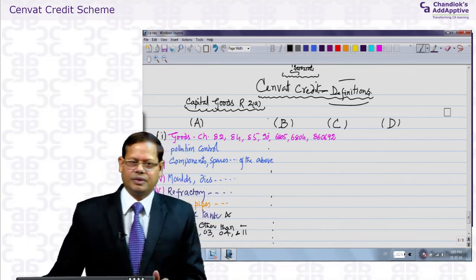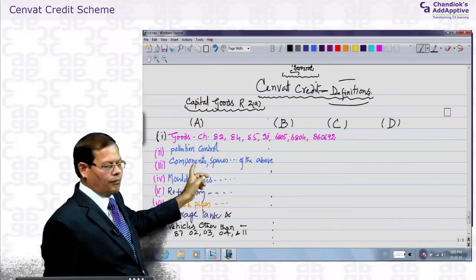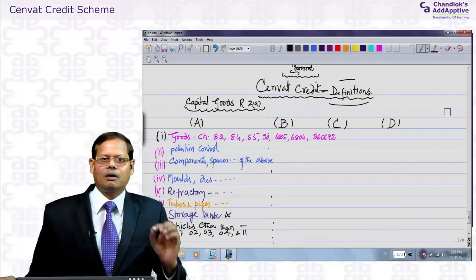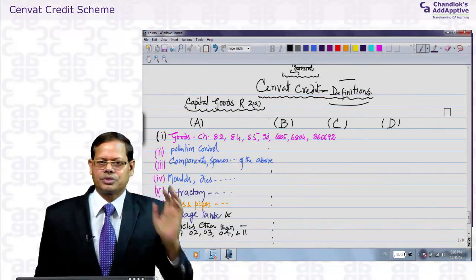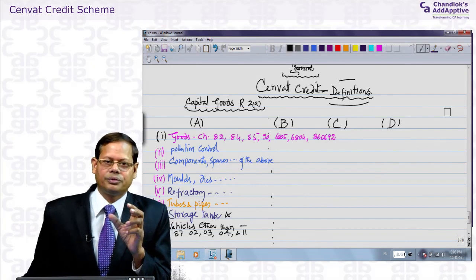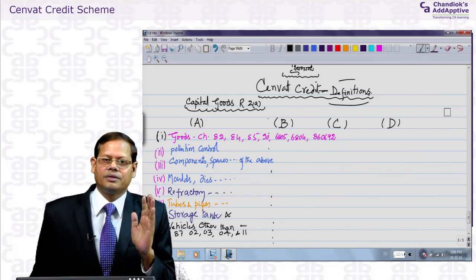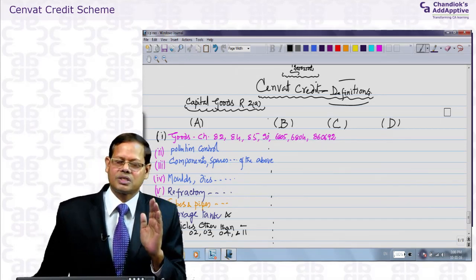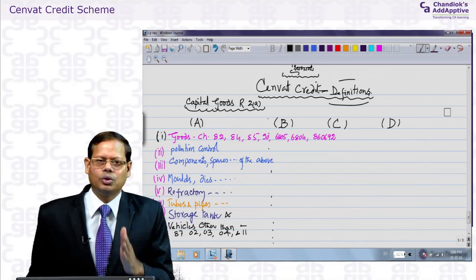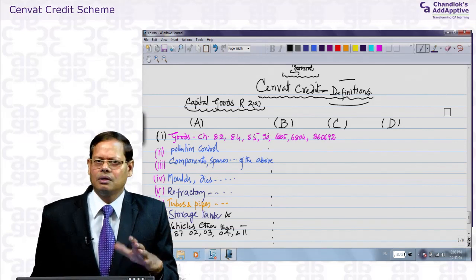So let us start. Look at this, goods. 1, 2, 3, 4, 5, 6, 7, 8. So there are 8 varieties of goods which have been specified as capital goods. But remember one thing: what is capital goods from the commerce or accountancy point of view, from the accounting standards point of view, is totally irrelevant for the CENVAT credit scheme. Because this is an exhaustive definition in one sense. Whatever they have specified in the CENVAT credit scheme has to be taken in toto as capital goods. And in the general sense, what we know or think about capital goods in commerce and accountancy, we should not consider.